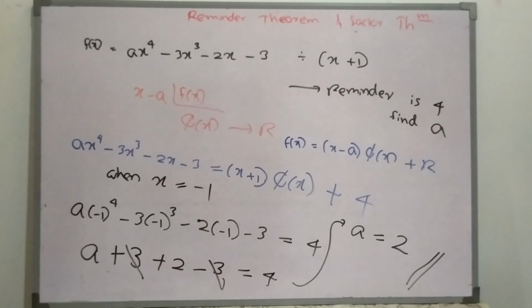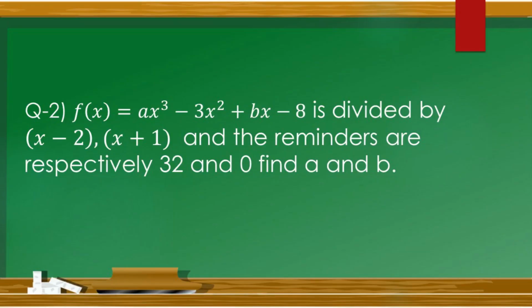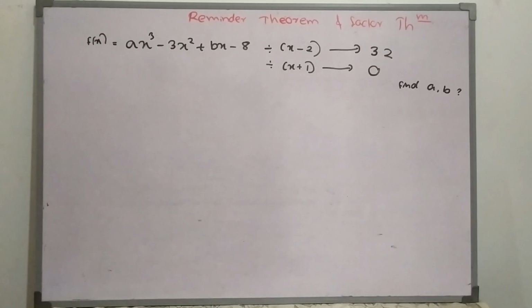Okay, let's move to another example. You will find this a very comfortable lesson, so you can easily understand the theory behind the remainder theorem and factor theorem. Okay children, this is the next example. The function ax cubed minus 3x squared plus bx minus 8 is divided by x minus 2 and x plus 1 respectively. The remainders are 32 and 0. Find a and b. First of all you must summarize the question in this way, and after that you can use our remainder theorem.